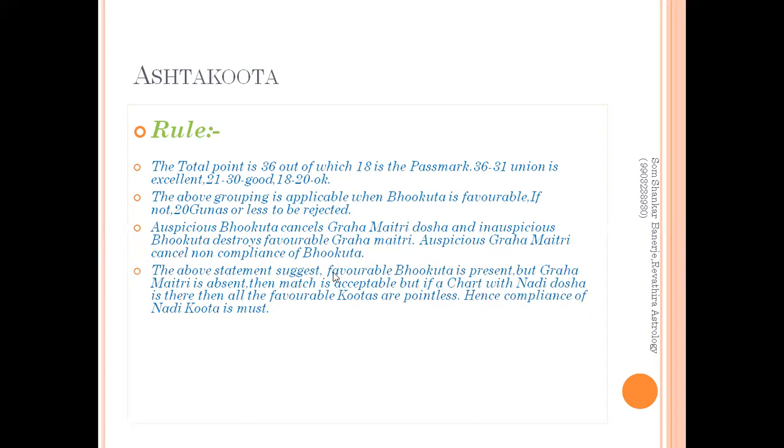The above statement suggests favorable Bhukuta is present, but Grahamaitri is absent. Then the match is acceptable. So imagine a Bhukuta is there, auspicious, which we will understand: what is Bhukuta, how to point, see and all, and what is the importance. But as of now, since Bhukuta is 7 points, Bhukuta is present but Grahamaitri is absent, then also matching is possible. But if that chart has got Nadi dosha, the one which is about heredity, progeny, health, most important between the couples and all.